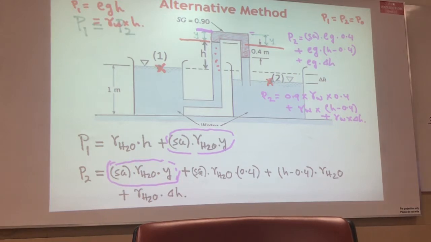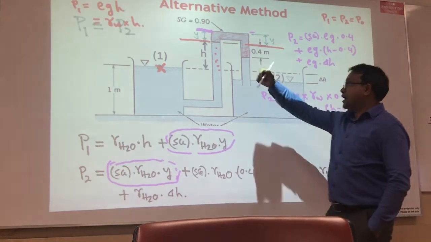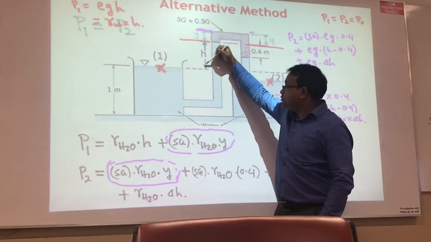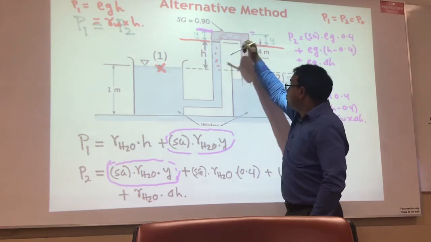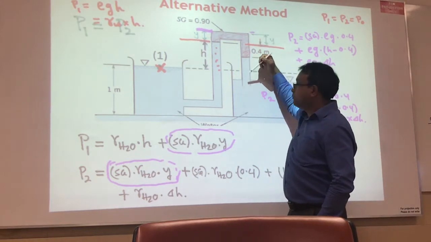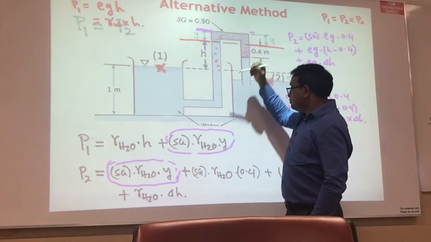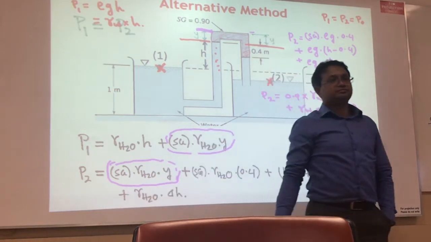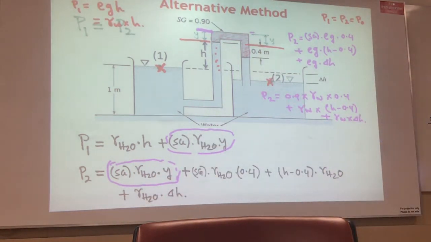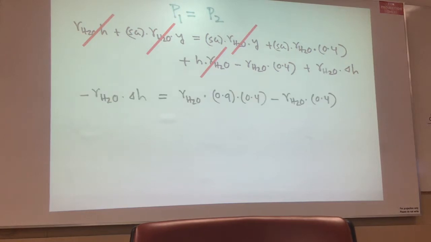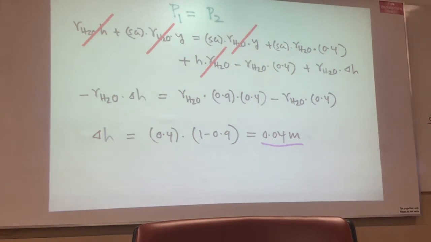Then after that I can write P1 and P2 are same. Why do I consider here? To explain you. If you consider from here to here, it's fine. If you consider from here to here, it's fine. But this value and that value cancel. Then I can write P1 and P2 are same. Then finally I can get exactly the same number. 0.04. This is the answer.